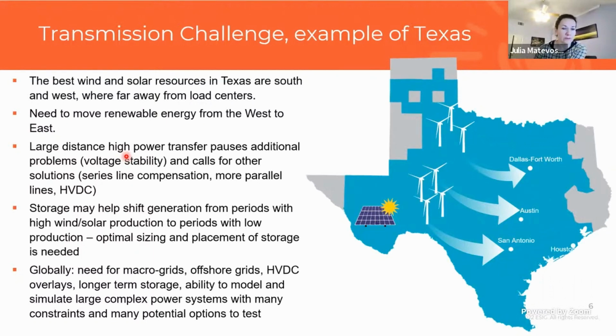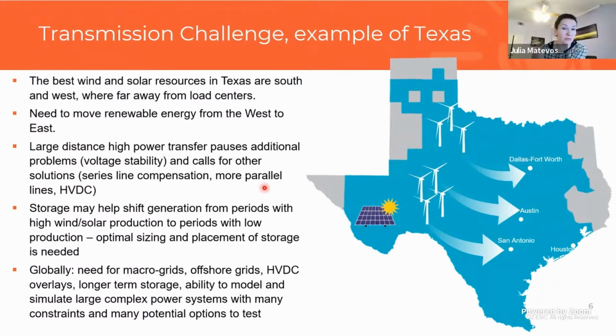Or you can build high voltage DC, where voltage stability is not a problem. It's direct current, and you can transfer more power over a longer distance. But this is more expensive and traditionally, it's not a solution that ERCOT is looking at. They've done a number of planning studies where they considered it, but the economics still do not pan out for HVDC transmission from within the state, from the western part to the east.